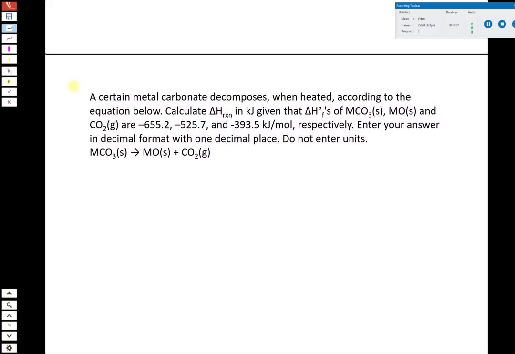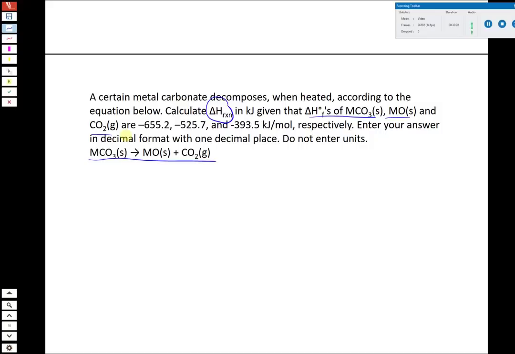Alright, this problem here, we're talking about delta H for a reaction. This time we're going to calculate it, not using calorimetry, but using delta H of formation. So we have a metal carbonate when heated according to the equation below. So this is our chemical equation. Find delta H for the reaction, knowing the delta H of formations for the reactants and products are given as these numbers.